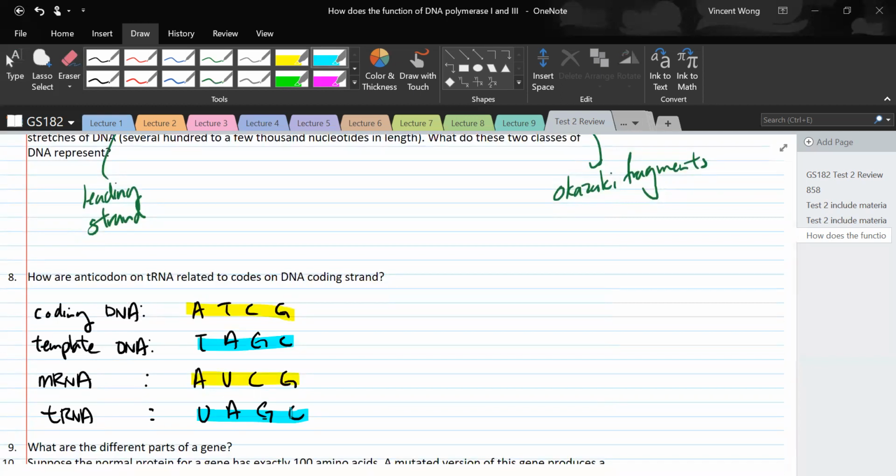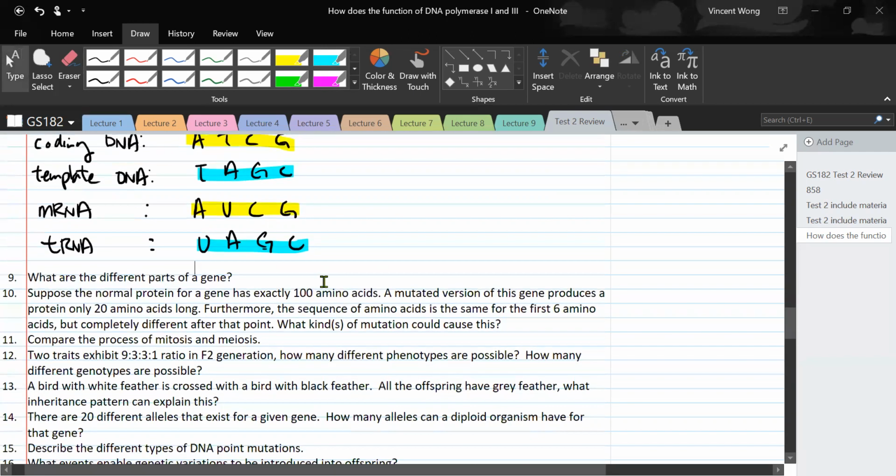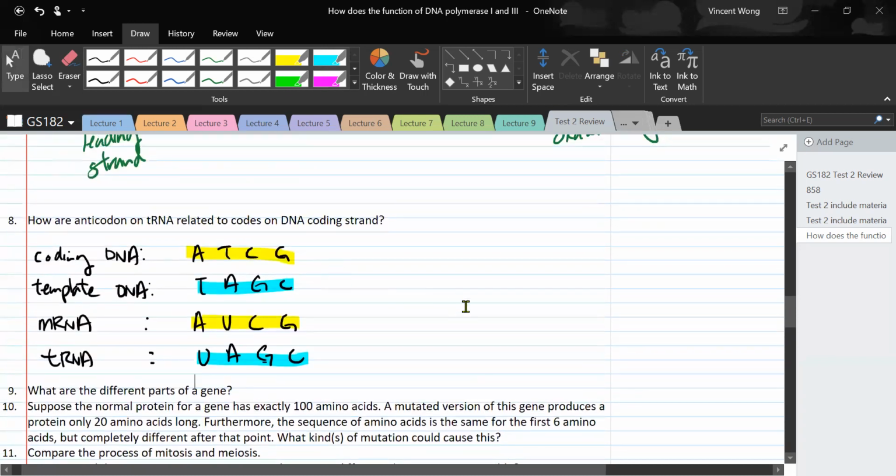Okay. Does anyone have any question? Okay. Vincent, you said tRNA is the anticodon. Anticodon, that's right. The anticodon is on the tRNA. Yeah, it's at the bottom of the tRNA. Yeah. Okay, thank you. Yep.